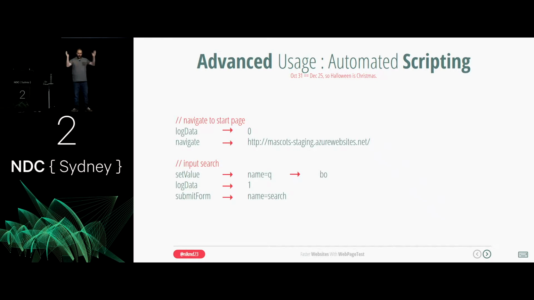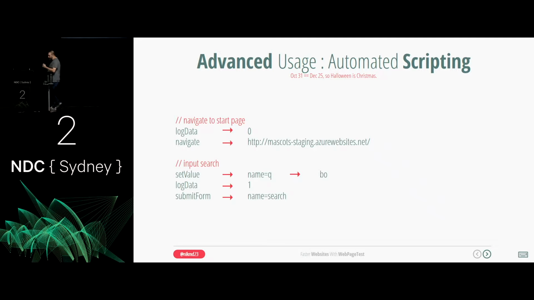Great. Now the home page loads. When it finishes loading, I can do the next thing. I'm going to set the value. The first parameter is a DOM element who has a name attribute set to Q. That's my search box. That input box has a name of Q. And then the next parameter is what I want to type into that box. In this case, it's Bo, not dog. I'm doing a search for Bo. Now I'm going to say, OK, basically everything is configured the way I want it to. And now I'm going to start saving the data. So logData 1. And then I'm going to submit the form who has a name attribute set to search.